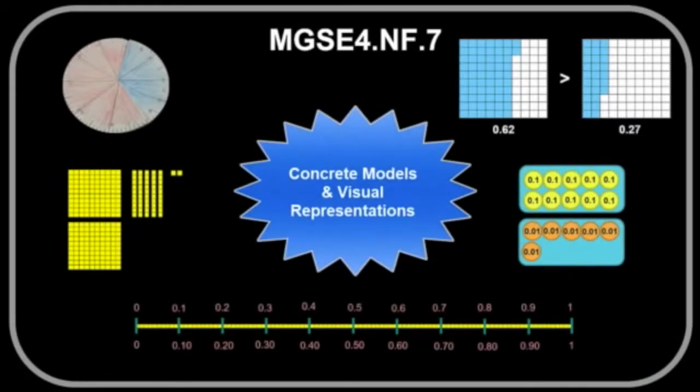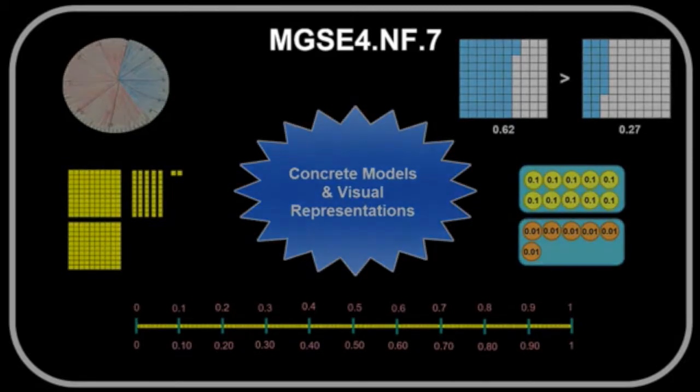Standard 4.NF.7 calls for students to use visual models such as area models, decimal grids, decimal circles, or number lines to compare decimals. These experiences support students in developing the understanding that comparisons between decimals are only valid when the whole is the same for both cases. It is important that students have concrete experiences to represent the magnitude of decimal numbers.